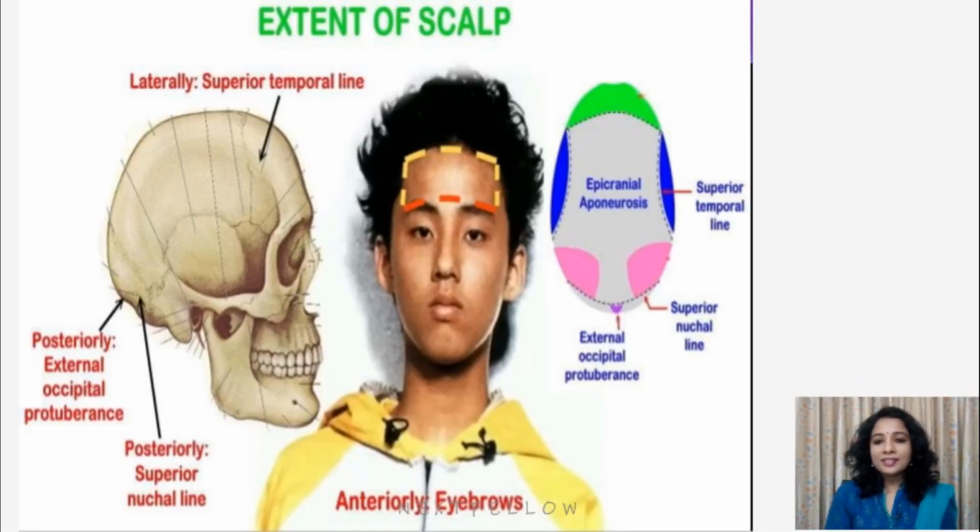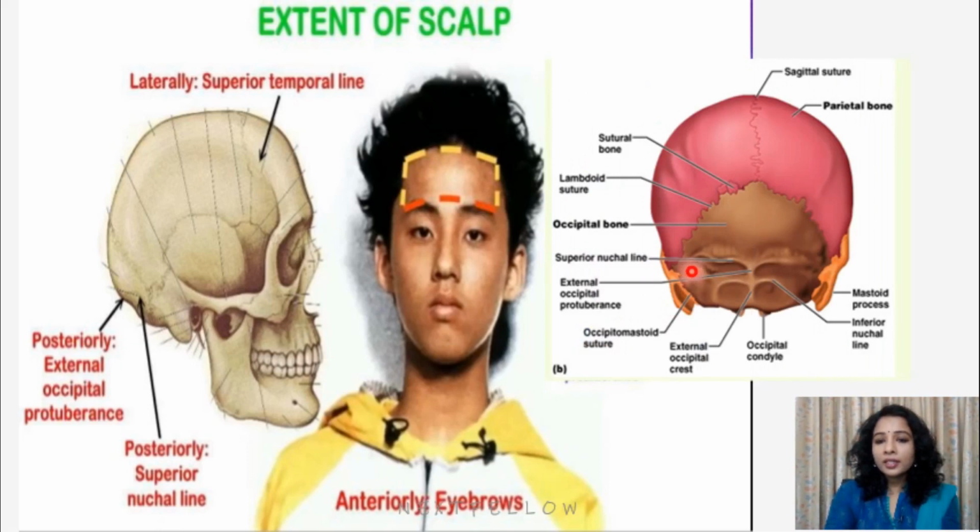Now let's begin the scalp with the extent. So the scalp extends anteriorly from the superciliary arches where our eyebrows are present. The forehead is the common part between the face and the scalp. Anteriorly it extends from the superciliary arches, posteriorly up till the external occipital protuberance.